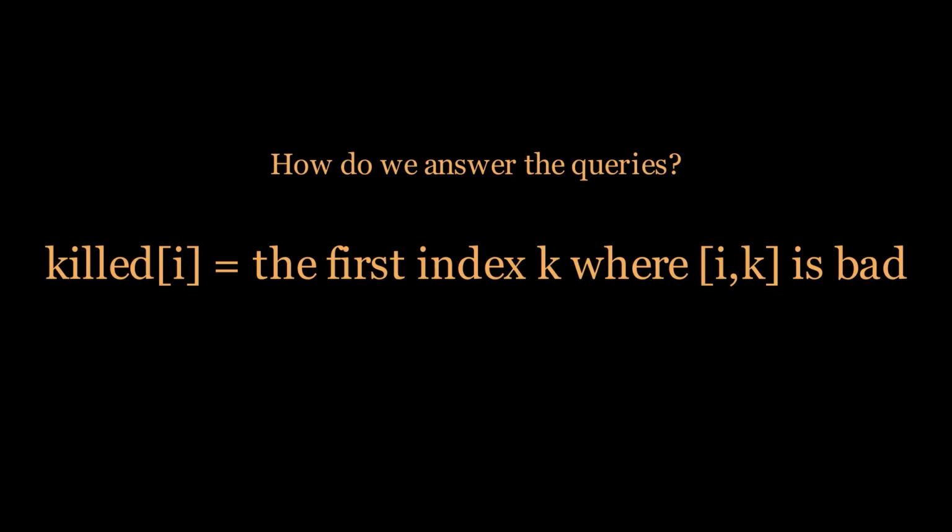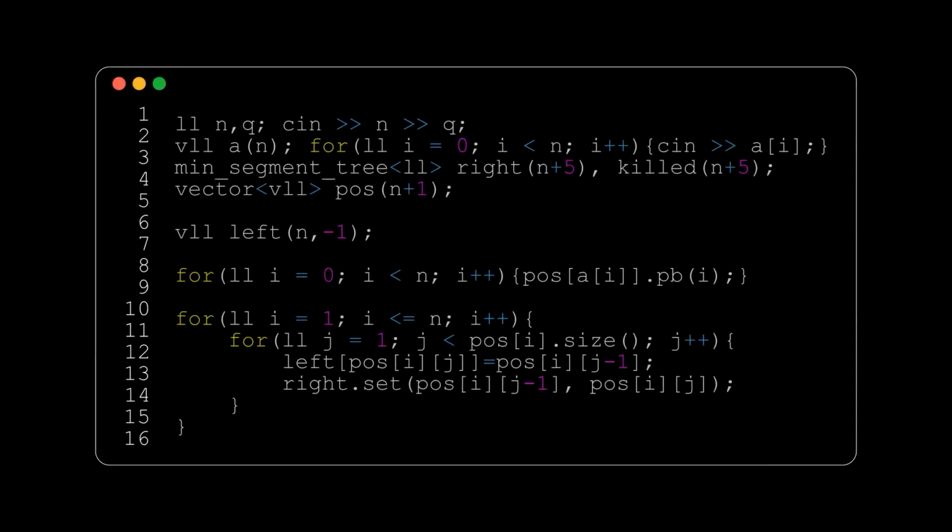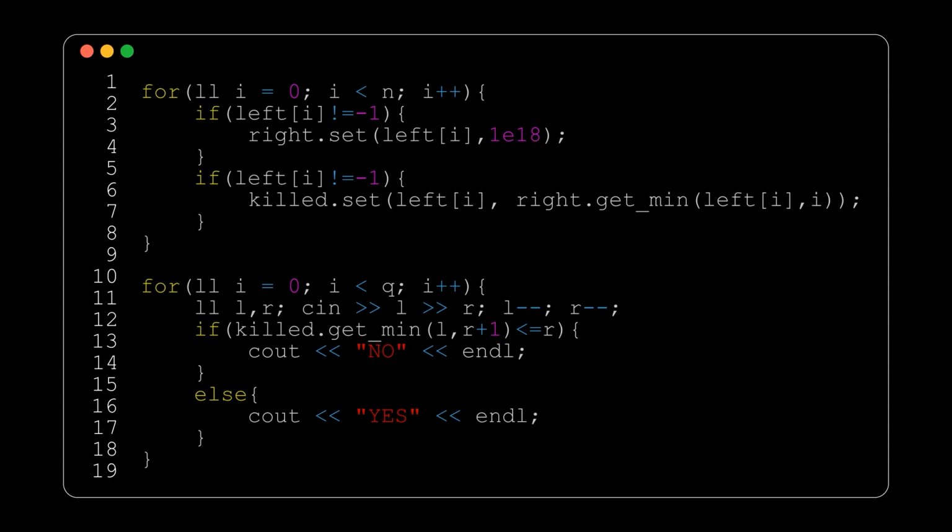Let's now look at the code for this problem. First, we input everything and calculate left and right like we defined earlier. If there is no left_i, we can set left_i to -1. Then we do the sweep line to calculate killed. Instead of deleting from the segment tree, we just set it to an arbitrarily large number to act like deleting it. Finally, we perform the range queries to see if there is any value of k that makes clearing the subarray impossible. If there is, we output no, otherwise we output yes.